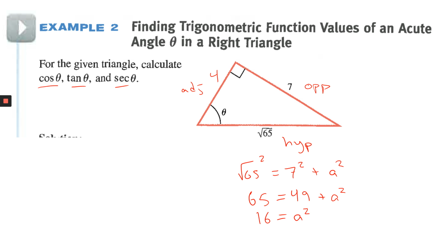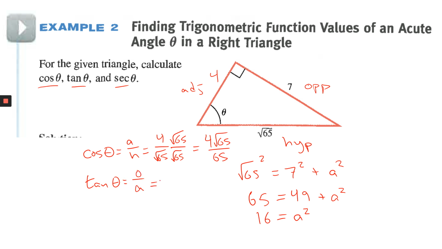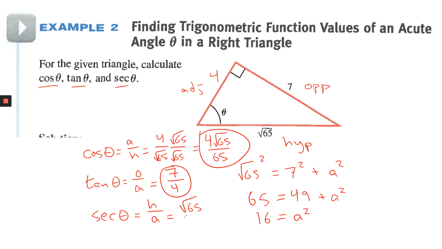All right, so cosine, the adjacent side over the hypotenuse, is going to be 4 over rad 65. We do need to rationalize our denominator. So we will have 4 rad 65 over 65 for cosine. Tangent theta, opposite over adjacent, so we will have 7 over 4. And secant is the flip of cosine, so hypotenuse over adjacent, we'll have rad 65 over 4.